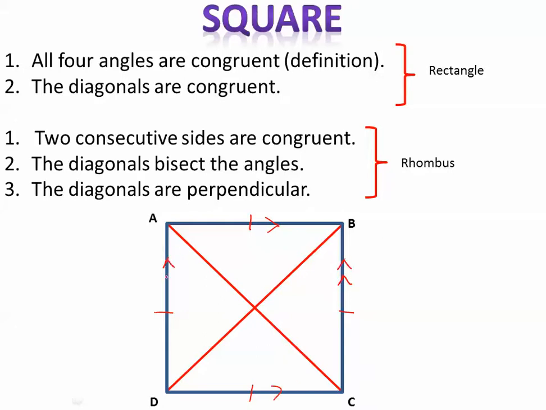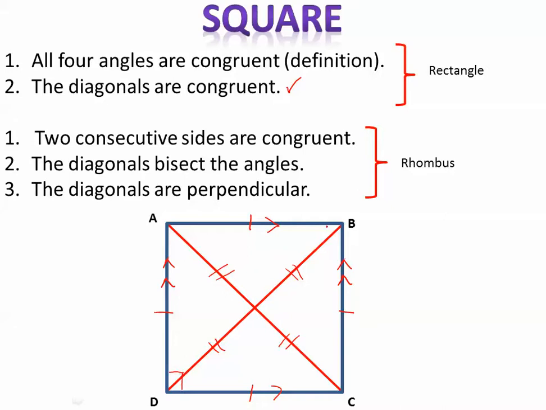And then remember, in a parallelogram, we learned that the diagonals bisect each other. But with a rectangle, the diagonals are congruent. So when they bisect each other, that means all of these segments right here are going to be the same size. Isn't that cool? And then two consecutive sides are congruent, and I've kind of already got that marked. The diagonals bisect the angles. And with the square, all of your angles are going to be 90 degrees.